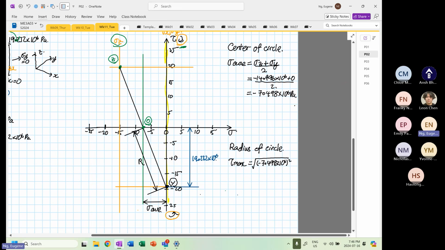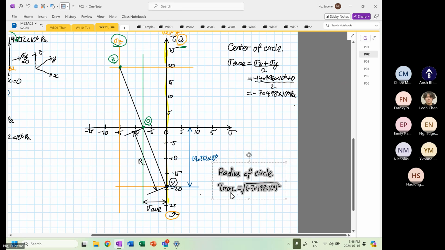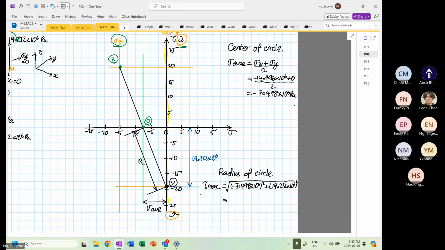Okay. I need more space. I do apologize. Right. Then we plus by 19.232 times 10 to the power 6, squared. Okay, so the radius of the circle: 7.498 squared plus 19.232 squared, the whole thing square rooted, is 20.64.